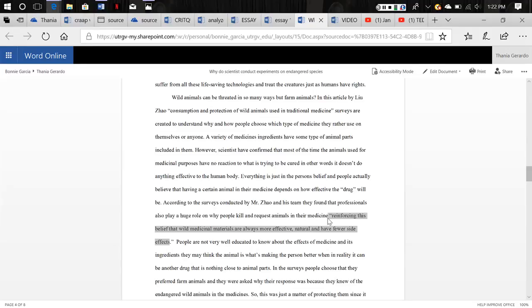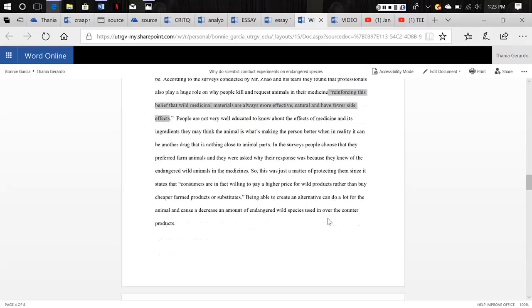And this is my quote. I started by explaining my quote and why I thought that was a good quote for the paragraph. Then I used another quote to explain the first one, and that's when I decided to dig deeper and use my own knowledge and add the main idea to the article. So what I did was I got this quote: "reinforcing this belief that wild medicinal materials are always more effective, natural, and have fewer side effects."